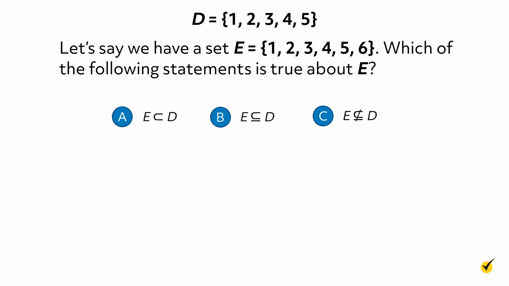Even though D and E are similar, E includes the number 6, unlike D. Because not all elements of E are in D, the last option is correct. E is not a subset of D.